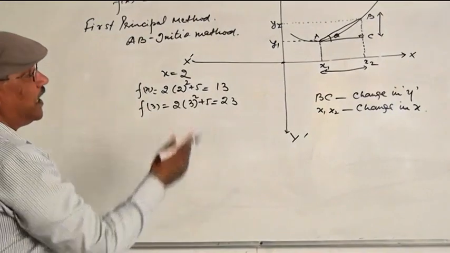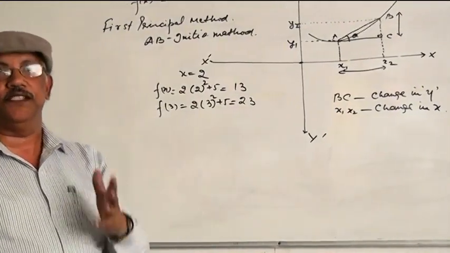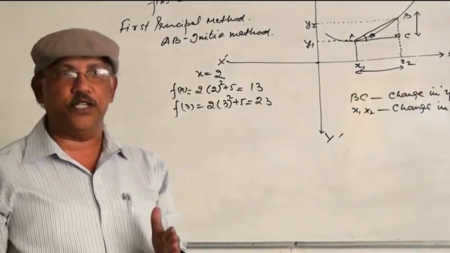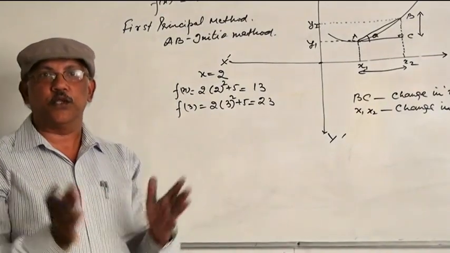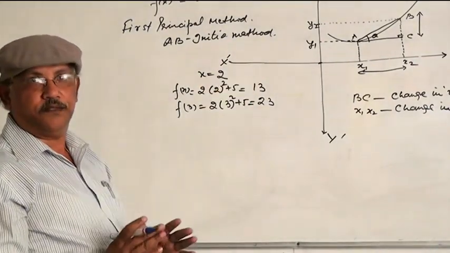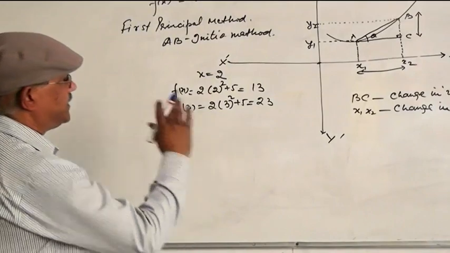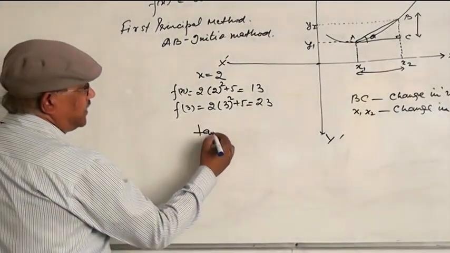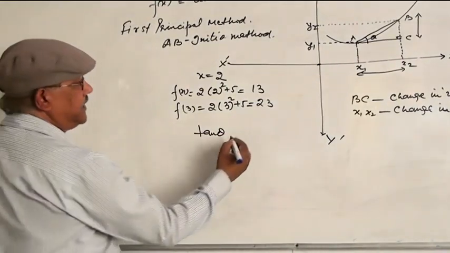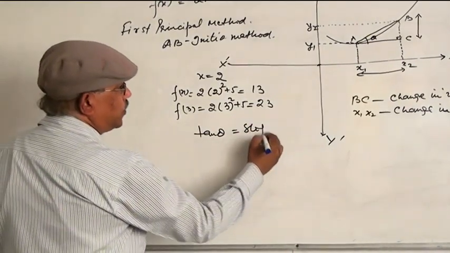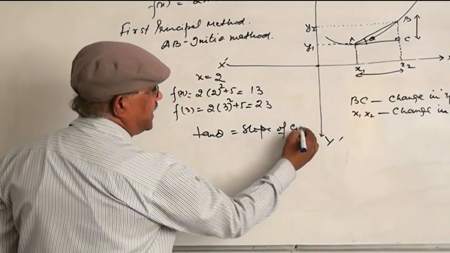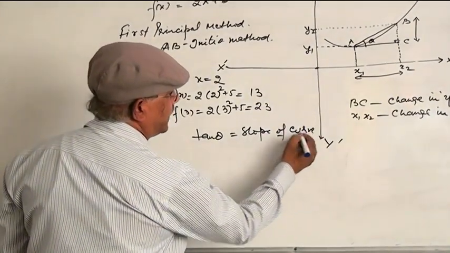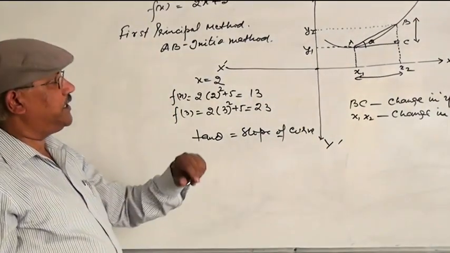Then we already know how to calculate the differentiation. What does differentiation actually mean? It means we have to calculate the slope. What is the slope of that curve at a particular point? As we did earlier, we are going to calculate tan theta, and tan theta will be the slope of any curve. How to calculate tan theta?